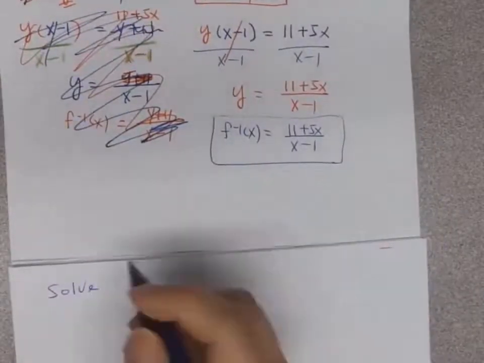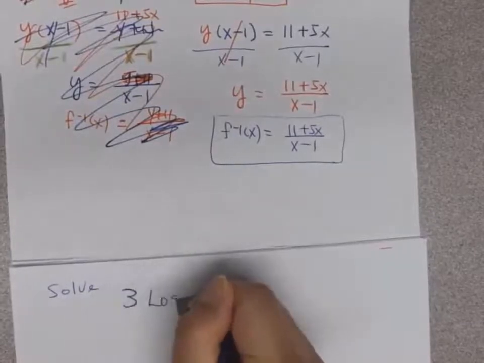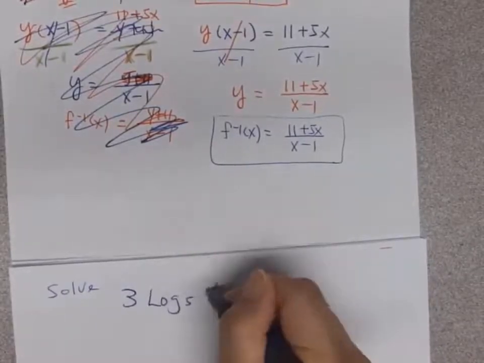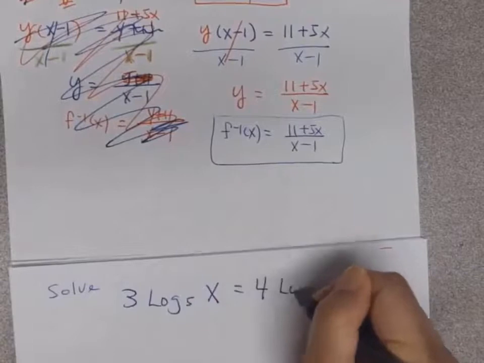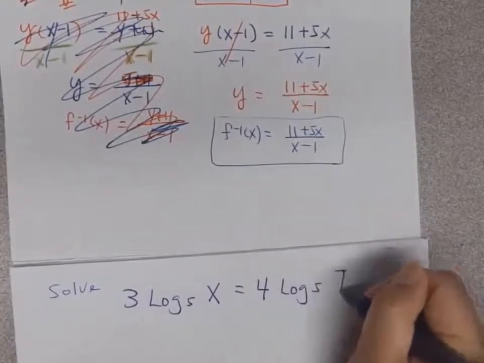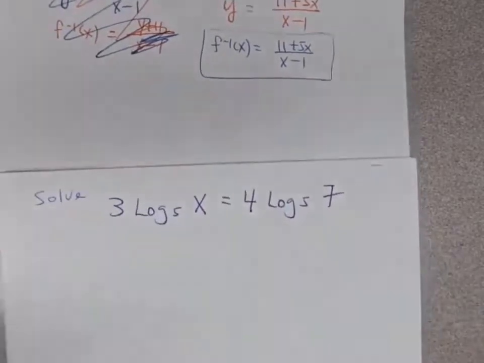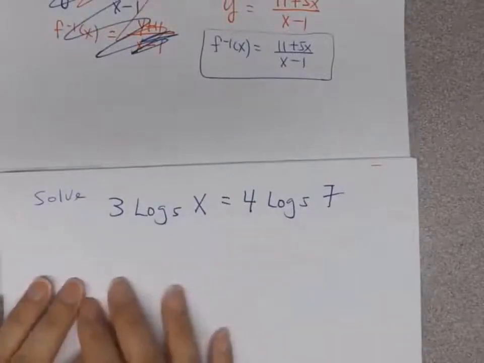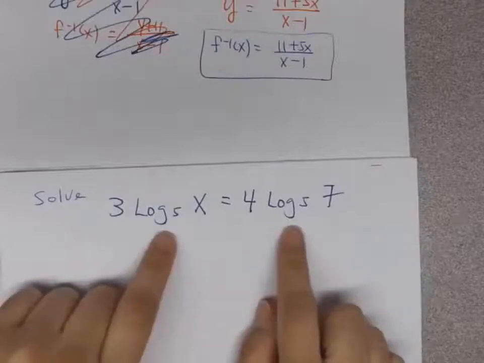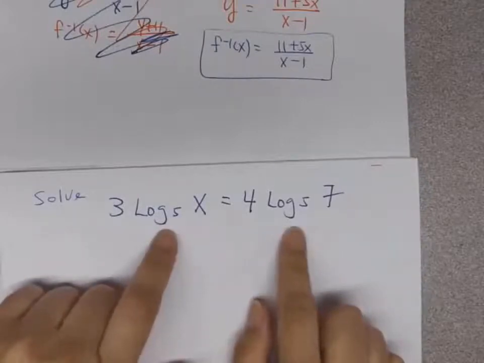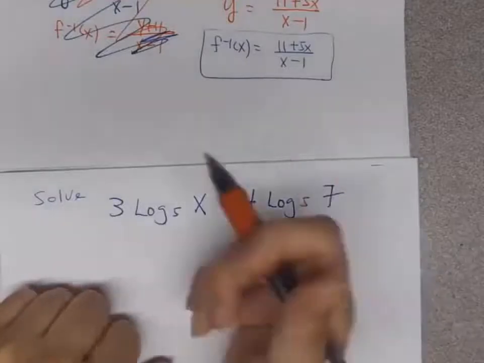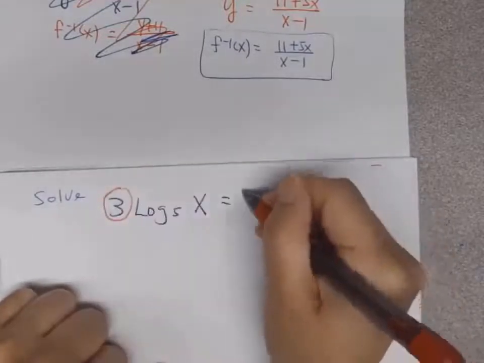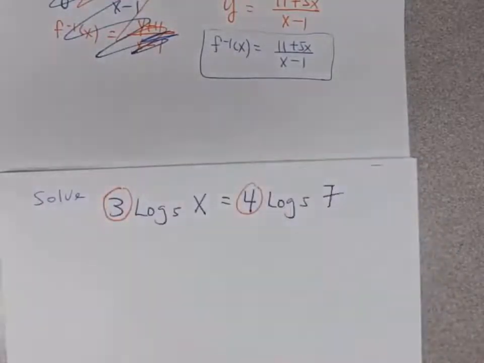Solving 3 log 5x equal to 4 log 5, 7. So we're solving for x. We want to simplify this as much as possible. I see both of them have log base 5, so that may help in a little bit. But what do we know about if we have a number in front of the log? That can turn into what?